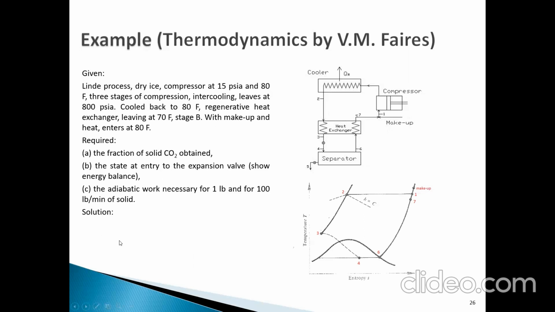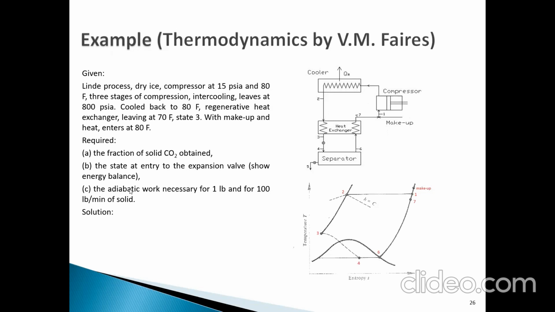So, given is the Linde process, dry ice. CO2 is dry ice, di ba? Compressor at 15 psi and 80 Fahrenheit. Three-stage compressor, intercooling, leaves at 800 psi. Cooled back to 80 Fahrenheit. Regenerative heat exchanger, leaving at 70 Fahrenheit at stage B. Ito. Wait, stage 3 yata to. Okay. Wait. So ito yung given nga.